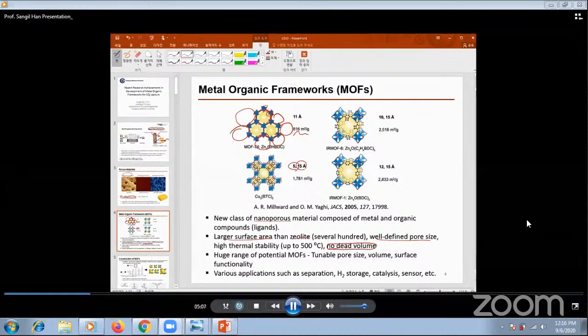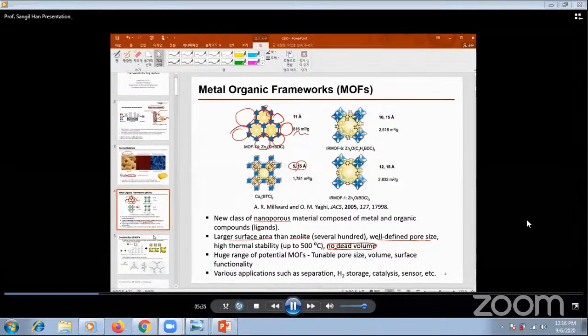For example, for zeolite or activated carbon, there is a dead volume, which means the pore is not open. The pore is not a fully open structure through the material. So even though there are pores in the zeolite and activated carbon, sometimes the other side is blocked.